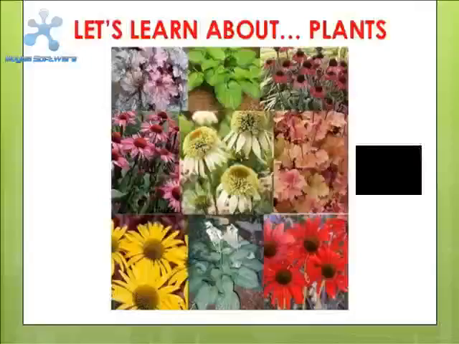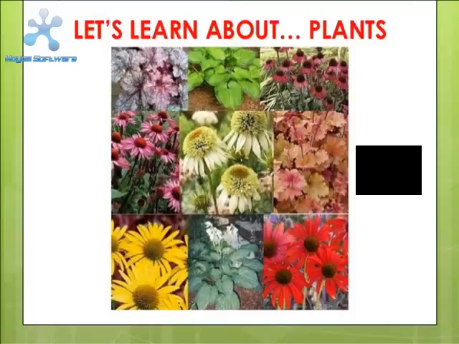Hello everyone. Today we are here to learn about the plants, their different parts and their function. We also learn about the importance of plants, how the plants are important for the survival of all the living beings on earth. How do their different parts work for the growth of the plants? So, let's start to learn about the plants.